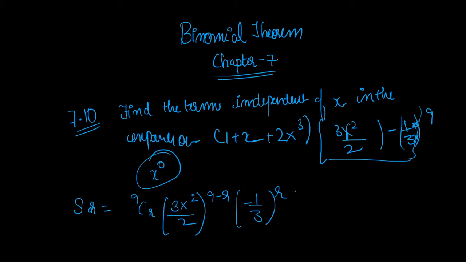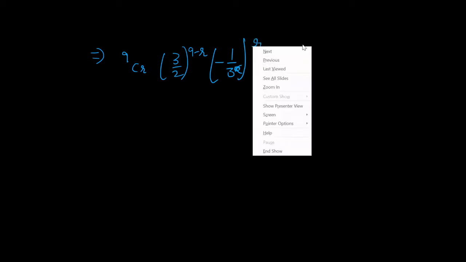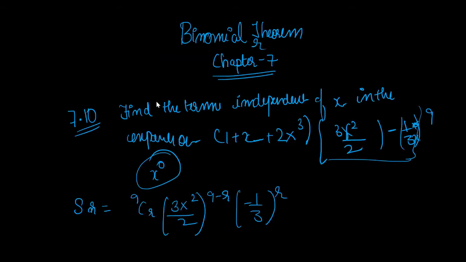So if I take the numerical terms outside, in the next step it will become 9Cr (3/2)^(9-r) into (-1/3)^r, only the numeric terms. This is clear. Now we'll see what will be the power of x.